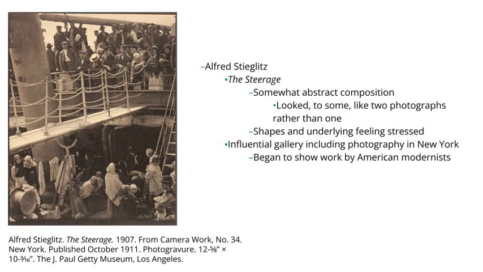So here is a photograph of this time period of early modern art in America. And this is by Alfred Stieglitz. This is called The Steerage, which is a somewhat abstract composition. I mean, if you break it down into lines and shapes, it has a composition to it. However, it is definitely portraying something because it is a photo of people on a boat. But it did look to some people like two photographs pasted together rather than just one. And part of that is why people think it's a little bit abstracted.